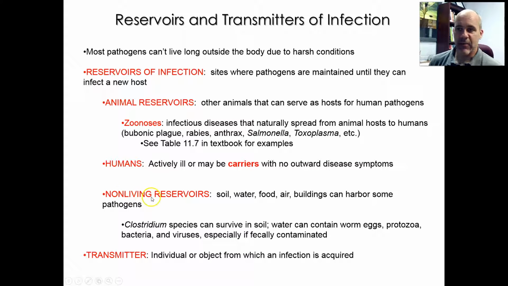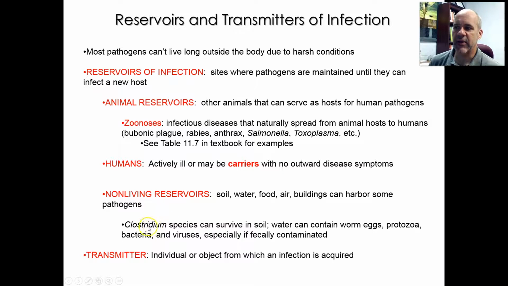Then there are the non-living reservoirs. So again, these are going to be sites where pathogens may be maintained or persist until they get picked up by a new host. So that can include soil, and you guys know that there are lots of microorganisms, and in some cases pathogens, that live in the soil. Water, food, air can contain microorganisms, obviously, and buildings, built structures can harbor some pathogens as well. Maybe you've heard of black mold living in the walls of buildings and so forth. So those would be non-living types of reservoirs.